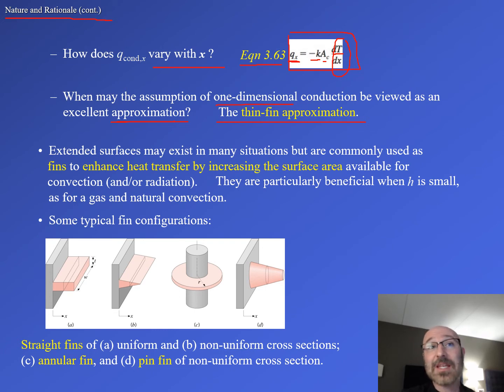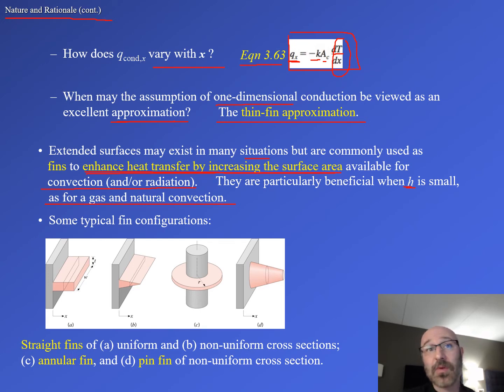These extended surfaces may exist in many situations, but are commonly viewed as fins to enhance heat transfer by increasing the surface area. You see this in a lot of electronics where you have all these fins coming out, and that is the purpose: to enhance the heat transfer by increasing the surface area available for convection and/or radiation. They're particularly beneficial when your h is small, for a gas or natural convection situation. Again, you see this in a lot of electronics that overheat, so you put these on as heat sinks in the back of the electronics to increase that surface area.